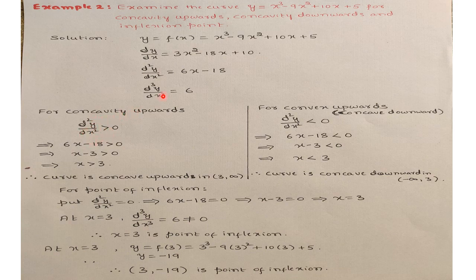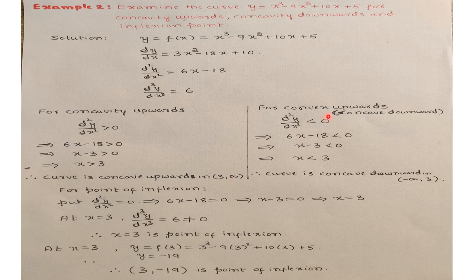D square y by dx square is 6x minus 18. This one is greater than 0. Take 6 common, remaining is x minus 3. Therefore, x minus 3 is greater than 0, or it implies x is greater than 3. Therefore, for all x greater than 3, the curve is concave upwards, that is, in the interval 3 to infinity. Okay, concave upwards.